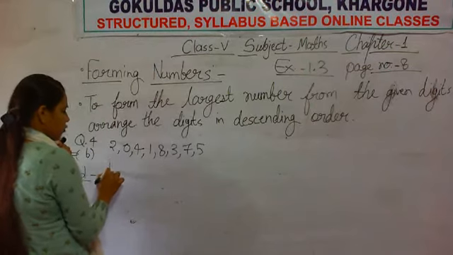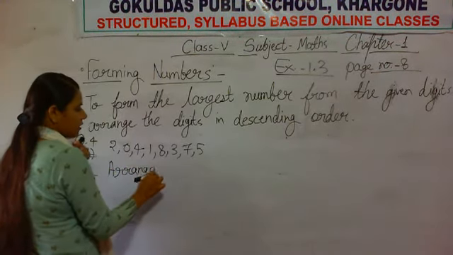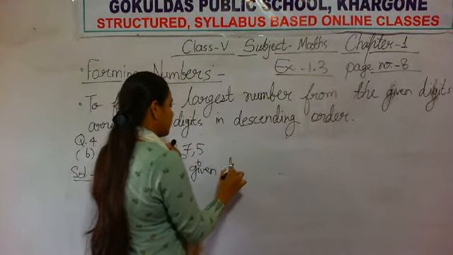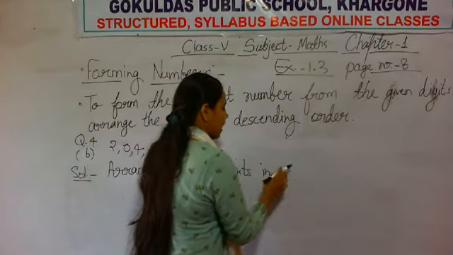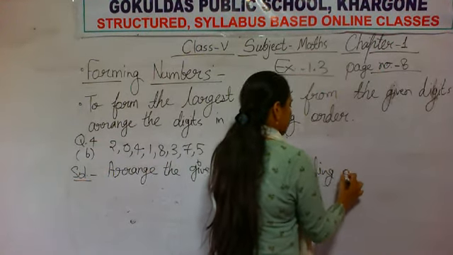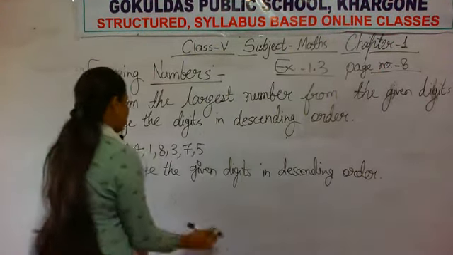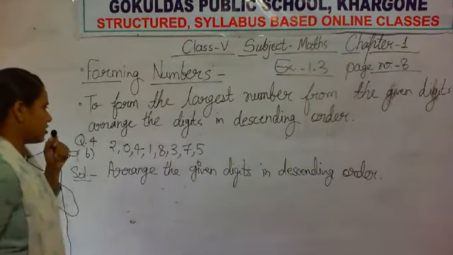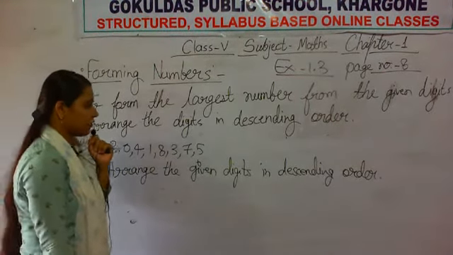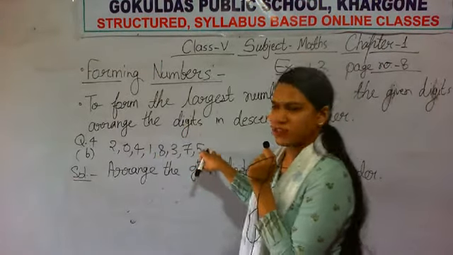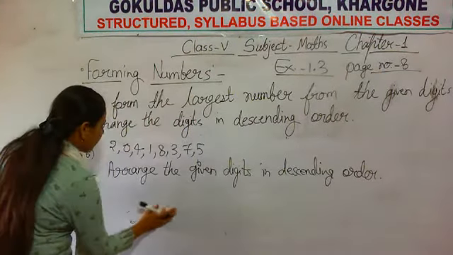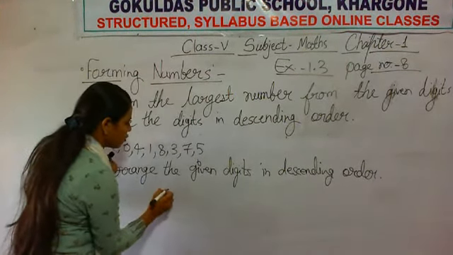So what is the first step? You will arrange the given digits in which order? Right, in descending order. So arrange with me, which one is the largest among these given digits? Is 4 largest out of these? No. Then which one is largest? Is 5 largest out of these? No. Then you see 8 is the largest. So you will write the largest number first in descending order. So 8 will come first.